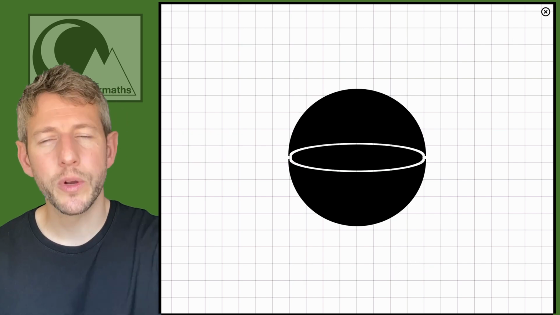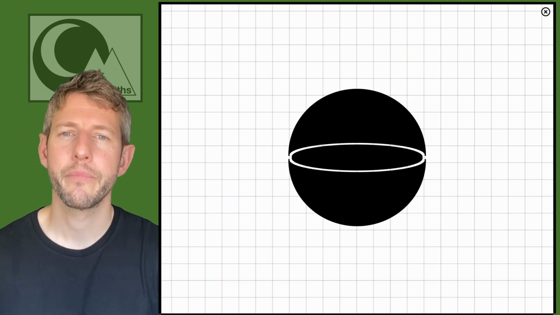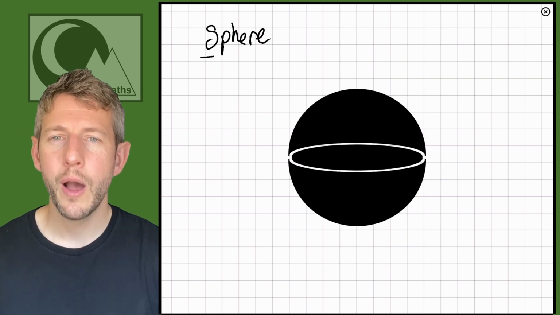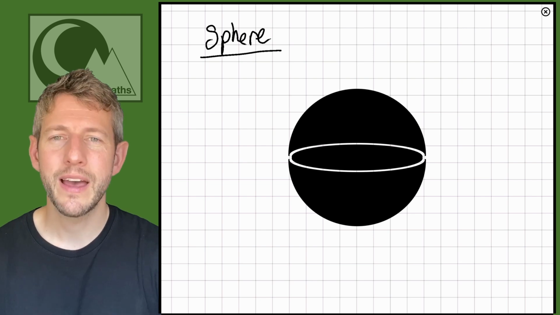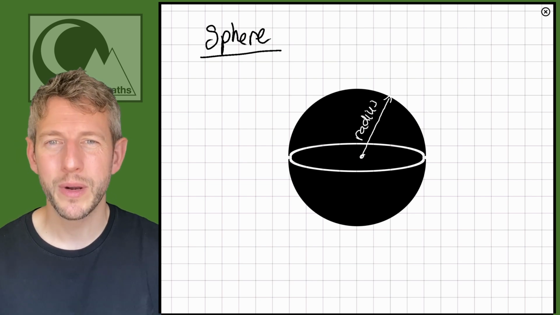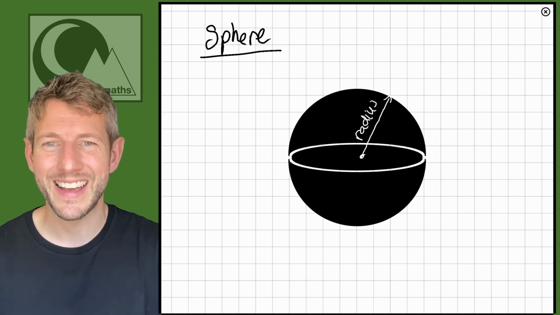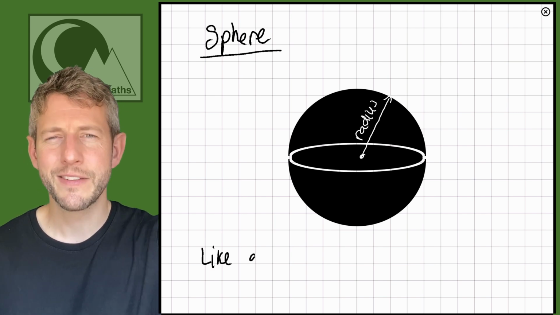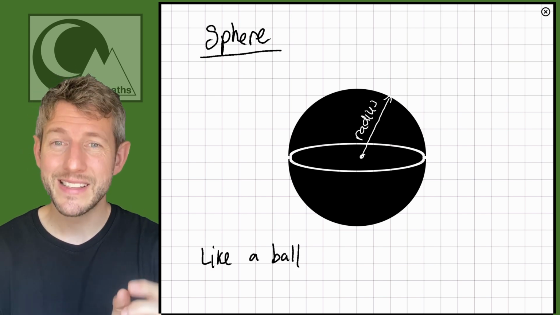Next, this one here is a sphere. Okay, so that's a sphere, which is essentially a ball. So if you think about a football, that's what the sphere is like. Although actually, technically, a football isn't a sphere because it's made up of those pentagons and hexagons. So it's a slightly different shape. But this is a sphere.